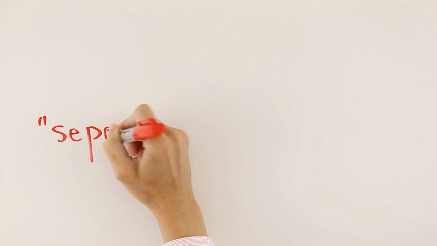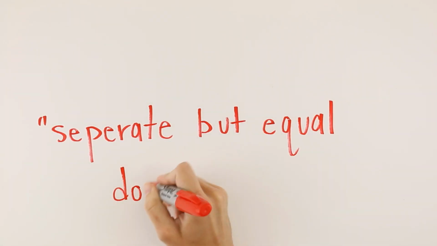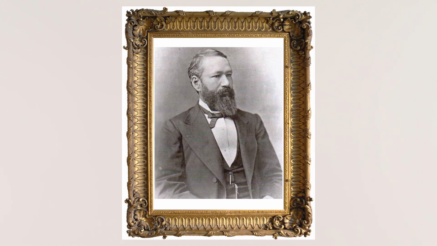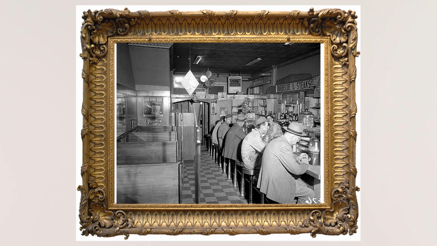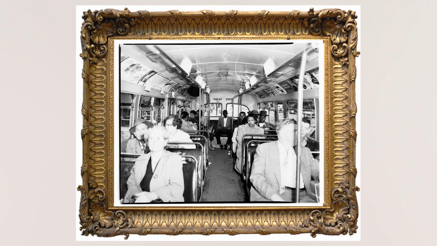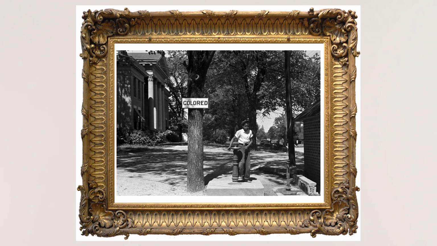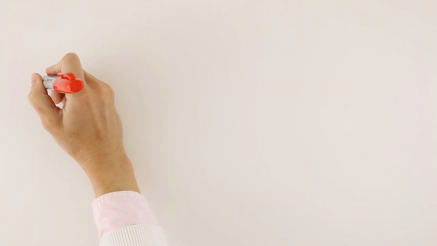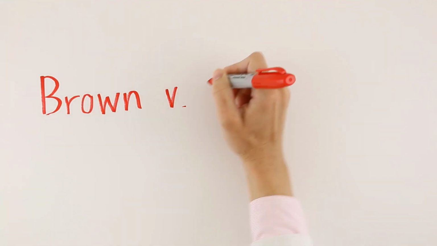This decision came to be known as the separate but equal doctrine. Using the Plessy v. Ferguson case as a precedent, schools, restaurants, movie theaters, buses, and other public accommodations in the United States became segregated.